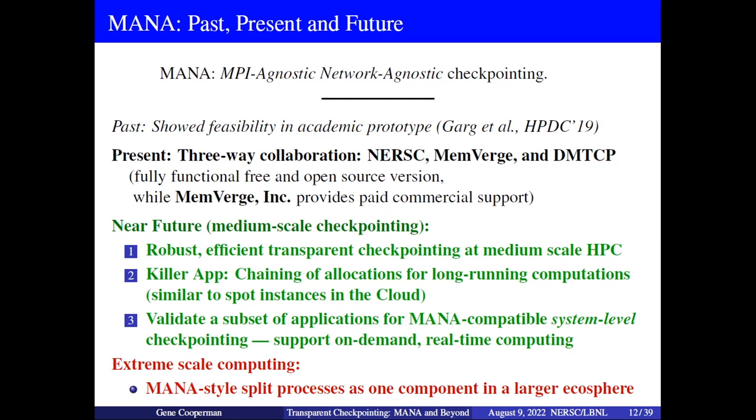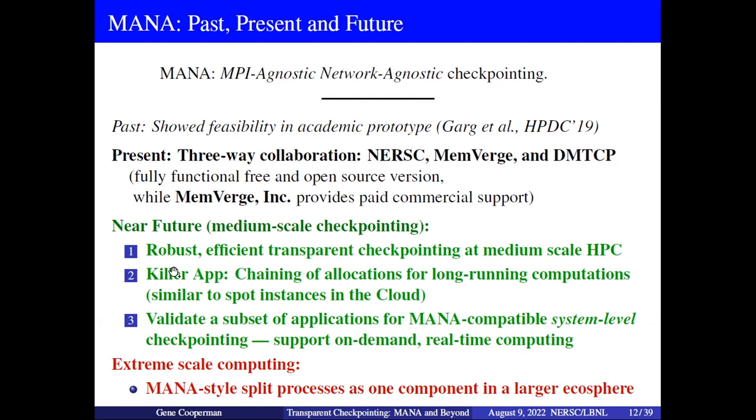And obviously the reason that's interesting is a lot of the supercomputers today are using hybrid systems, GPU plus CPU. For example, Perlmutter here at NERSC. Okay, and this has been a robust collaboration three ways with obviously NERSC, otherwise we have no place to do our work. Memberge, who is represented here, you've heard other talks. And our group, the DMTCP, coming from Northeastern University largely, although now students have graduated and other people have become interested outside of Northeastern.